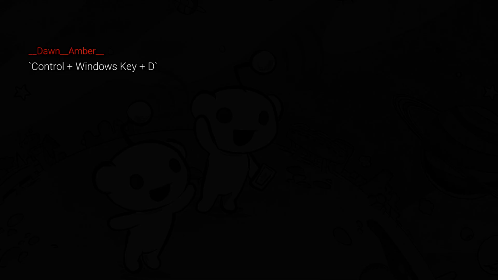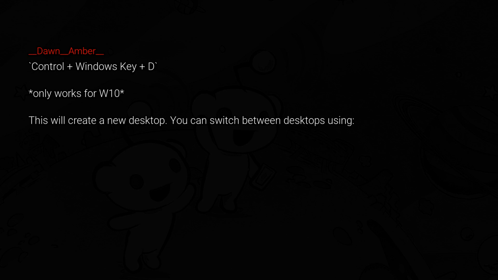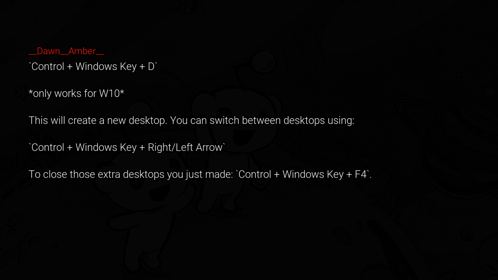Control Windows key D only works for W10. This will create a new desktop. You can switch between desktops using Control Windows key right or left arrow. To close those extra desktops you just made, Control Windows key F4. It'll move any programs you have open.